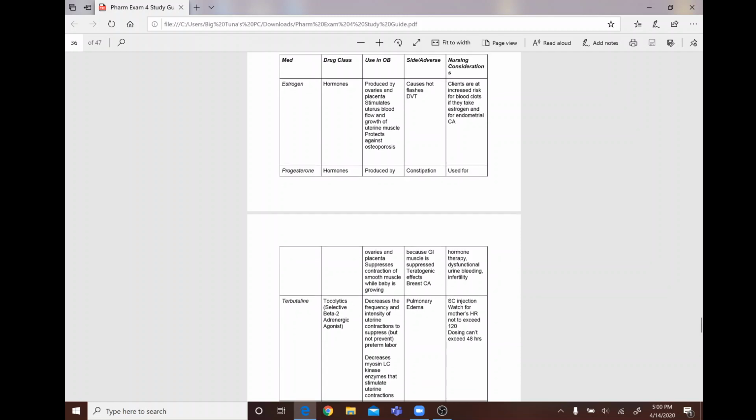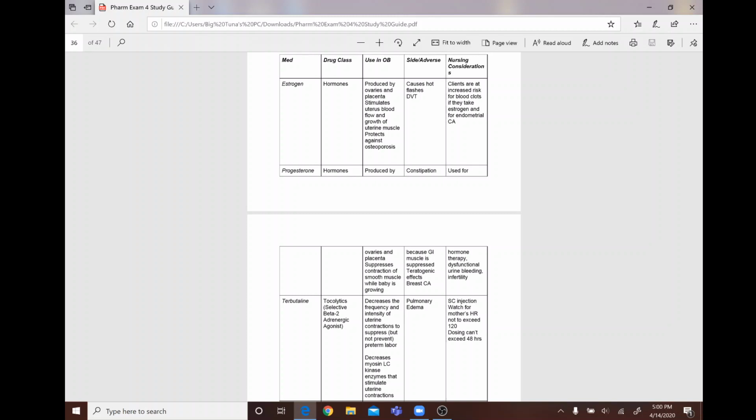Osteoporosis. What are the side and adverse effects of estrogen? Can cause hot flashes and potentially DVT. What do we need to consider when someone's taking estrogen? Clients are at an increased risk for blood clots if they take estrogen, and for endometrial cancer.